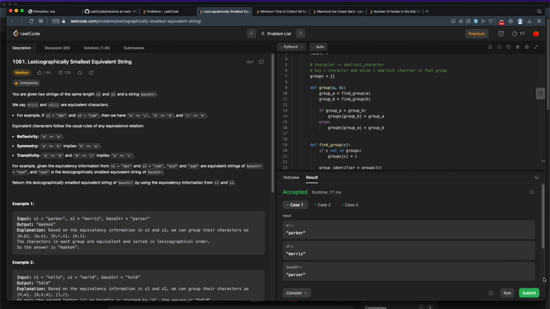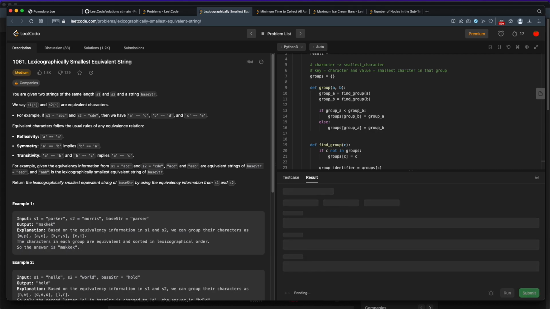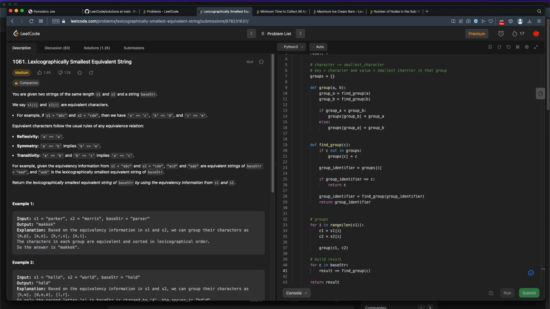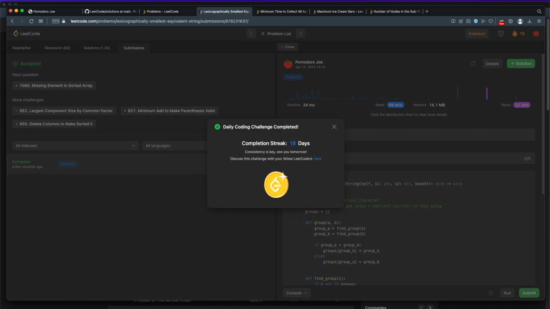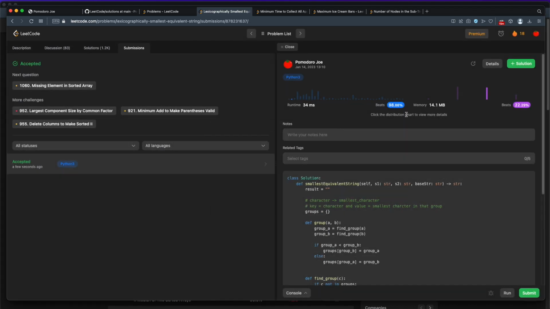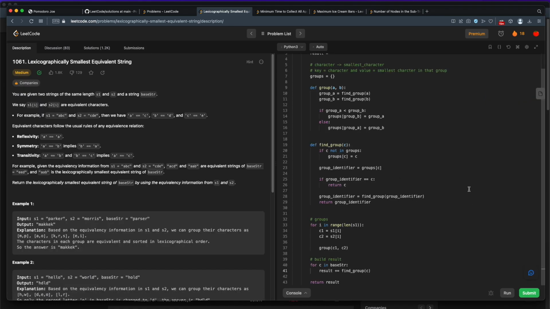Hey, that works. Let's submit this and see if we pass all the other tests. And we do. Not bad. And this has a pretty decent runtime. It beats 98% of other submissions in runtime. It only beats 22% in terms of memory. We could probably make some improvements on that. Let's jump back to the description and see what we can do.